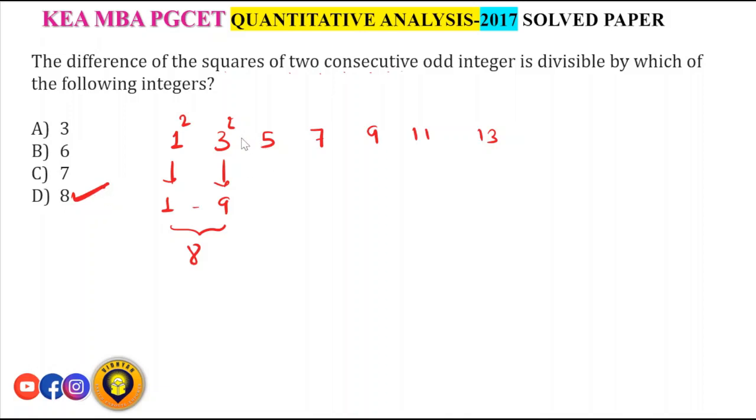You can still verify. 3 square is 9, 5 square is 25. The difference between 9 and 25 is 16, again divisible by 8. 7 square is 49; 25, 49, the difference here is 24. So this comes in the table of 8. Hence the difference of the squares of two consecutive odd integers is divisible by 8. 8 is the answer.